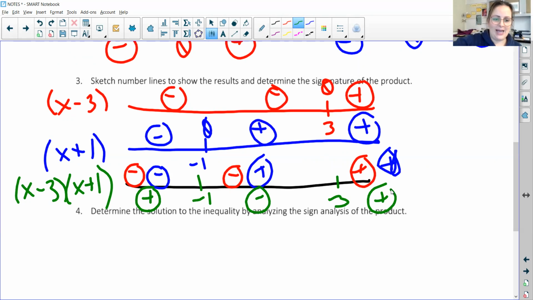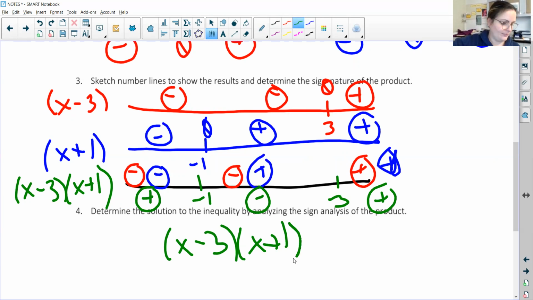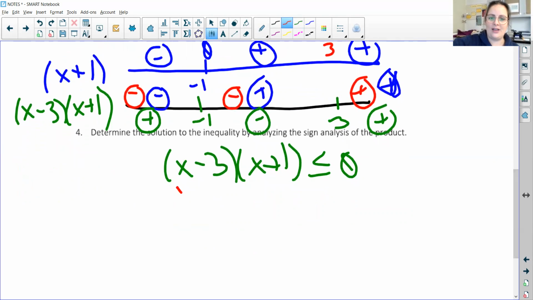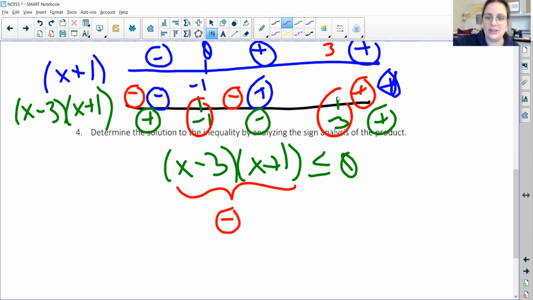Right? So we're going to go back to the whole point of this. We had x minus 3 times x plus 1 is less than or equal to 0. Less than or equal to 0 means we're looking at this. What value of this will equal a negative value? Because it's negative, that is below 0. We already know where it equals 0. It equals 0 with these roots. This is where it equals 0.